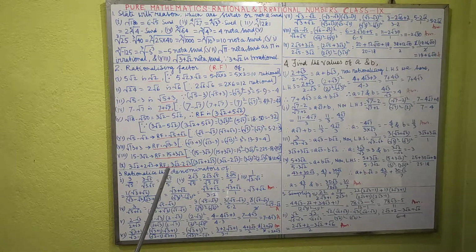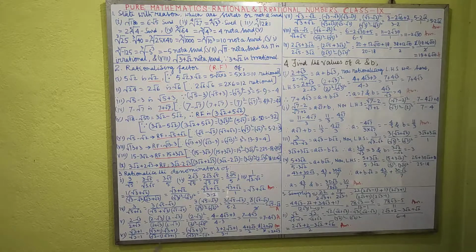The illustration is also given. Root over of 18 minus root over of 50, which is 3 root 2 minus 5 root 2. The rationalizing factor is 3 root 2 plus 5 root 2. Opposite. These are called complementary surds. Similarly, root over 5 minus root over 2, its rationalizing factor is root over 5 plus root over 2, which is a complementary factor, complementary surds of it.